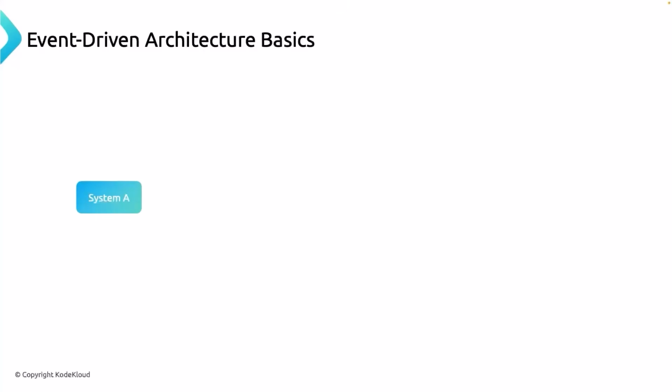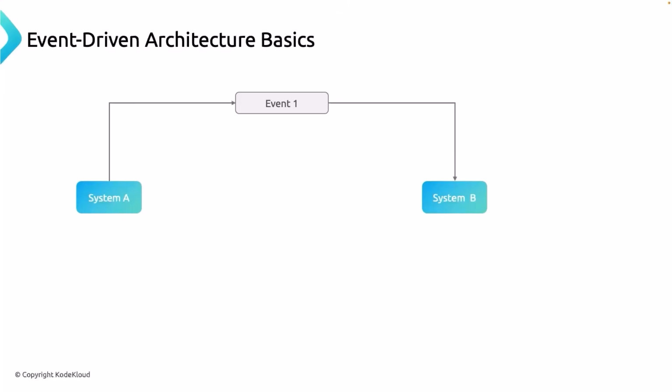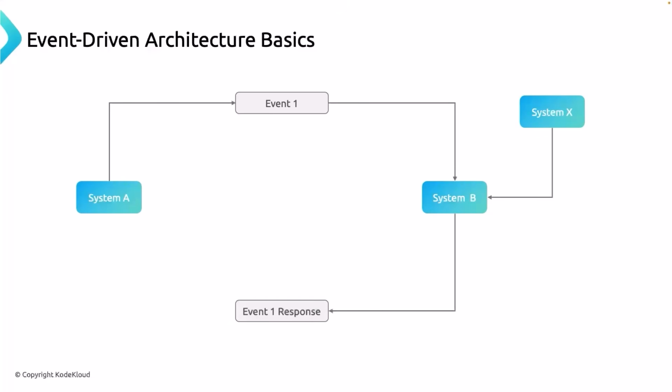So, we have a system A. System A can be anything. It can be a microservice, an IoT device, or any application that emits an event. Now, this event has to be processed by system B. Why does it have to be processed by system B? Because system B would need this information further to be processed and sent out or stored, which system X is going to consume. Now, after system B consumes the event 1, it has to send out a message to system A that it has consumed this message. And this is what we call a processed event.